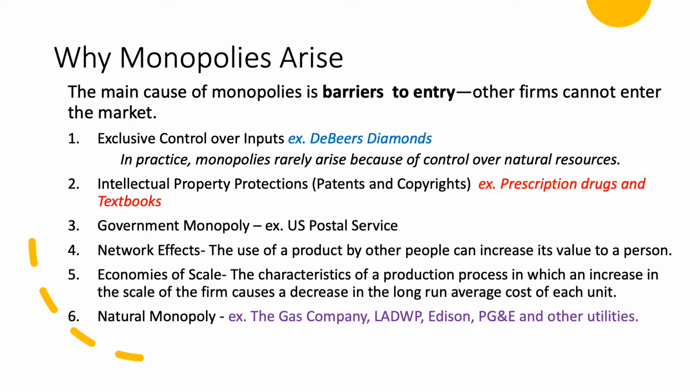The fifth is economies of scale. This is the characteristic of production in which an increase in the scale of the firm, so increasing the size, will decrease the long-run average cost of each unit. A natural monopoly is a special case of economies of scale, where the average costs in the long run are always in the process of economies of scale, which means no matter how much you expand, you still get falling average total costs over the lifetime of the firm. Examples of these would be typical monopolies created by the government, like utilities: the gas company, LADWP, Edison, PG&E, and other utilities.